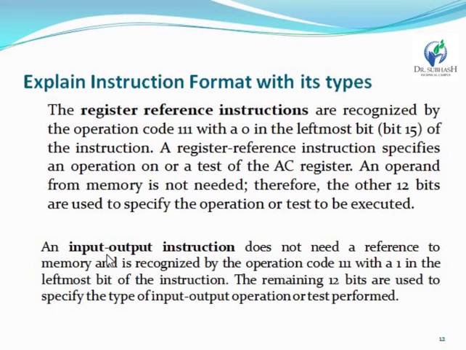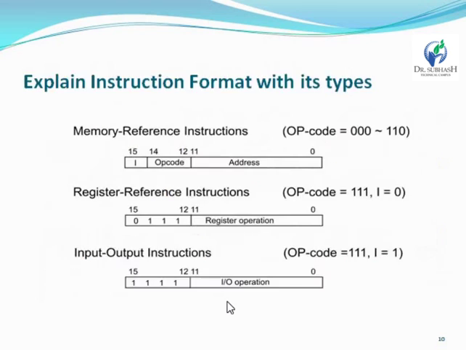And finally, the last is the input output instruction. What is the input output instruction? It does not need a reference to the memory. It is recognized by the operation code 111 with 1 in the leftmost bit of the instruction. The remaining 12 bits are used to specify the input output operation. So this is the input output instruction, and I indicates 1.